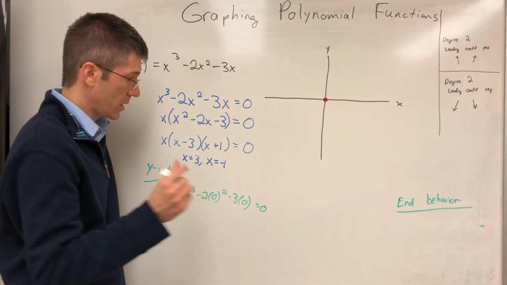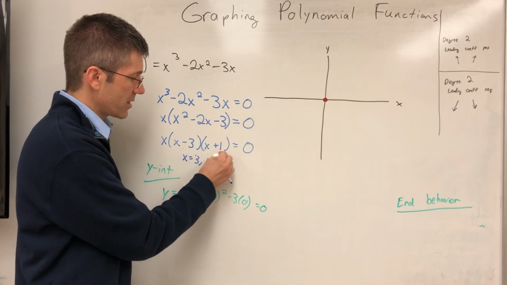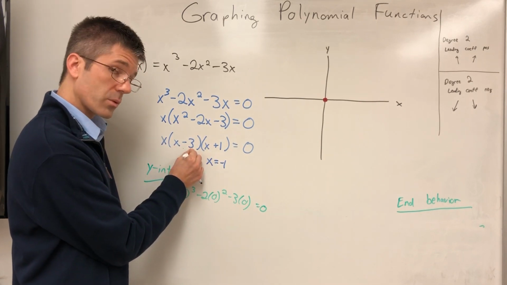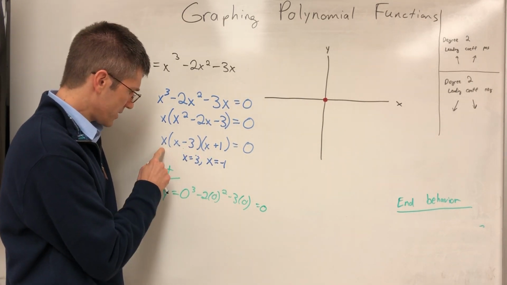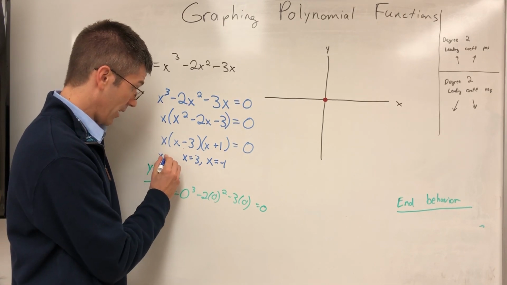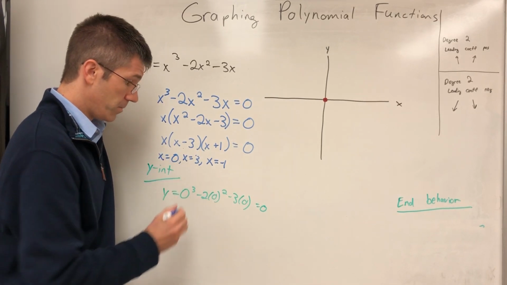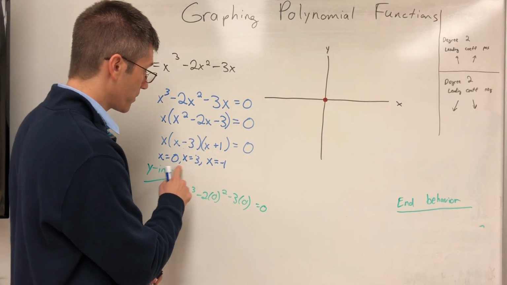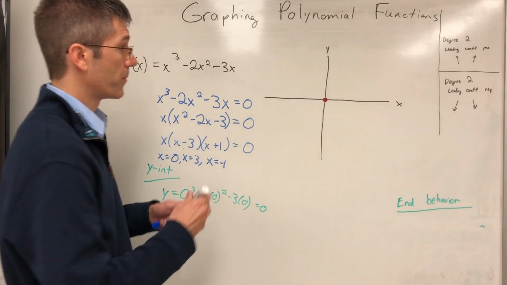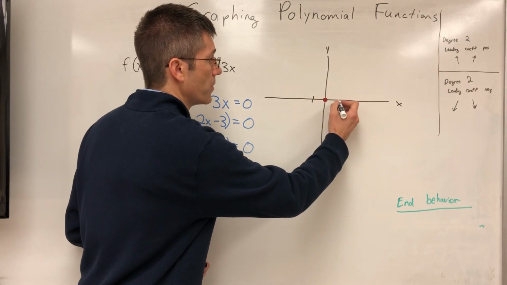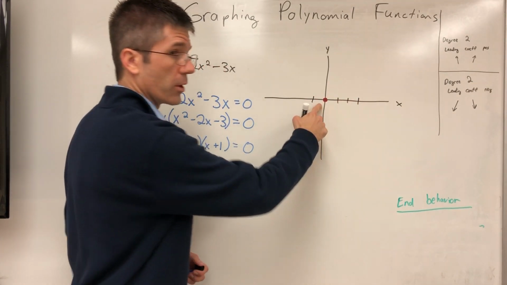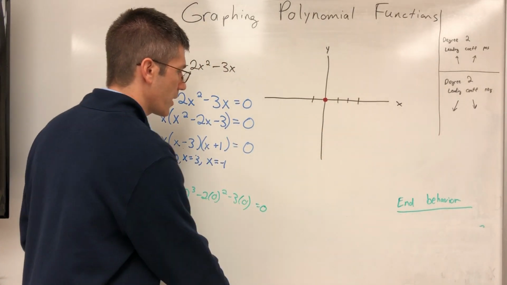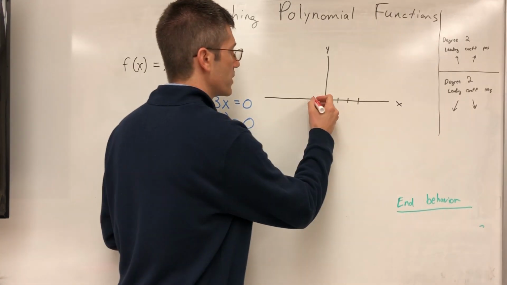And here's what we did. We just said, if I set this equal to 0, I'd get that. If I set x minus 3 equal to 0, I'd get 3. If I set x equal to 0, then I have x equals 0. I have 3 x-intercepts. They are at 0, 3, and -1. -1, 0, we already had that one, and 3. Okay. We go.